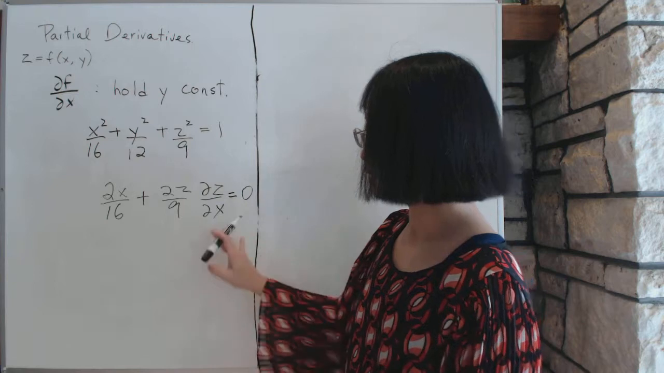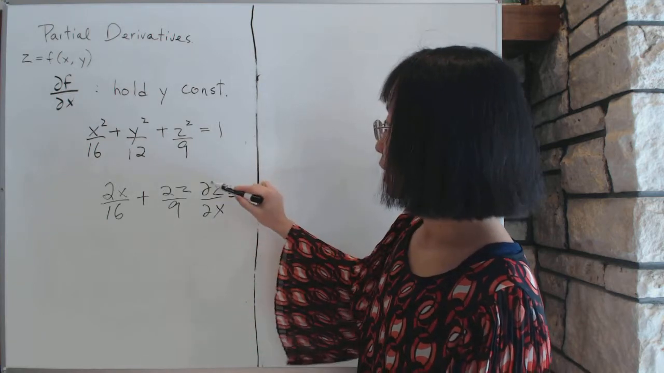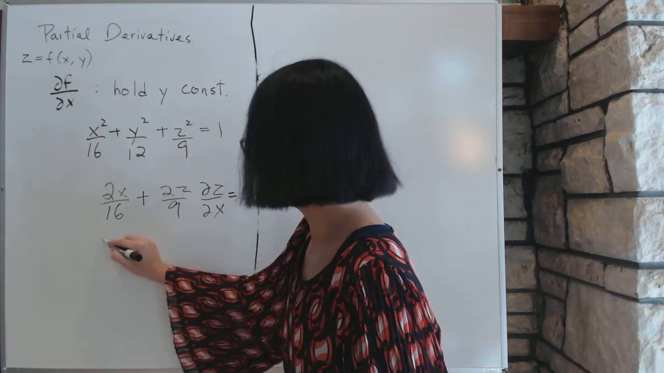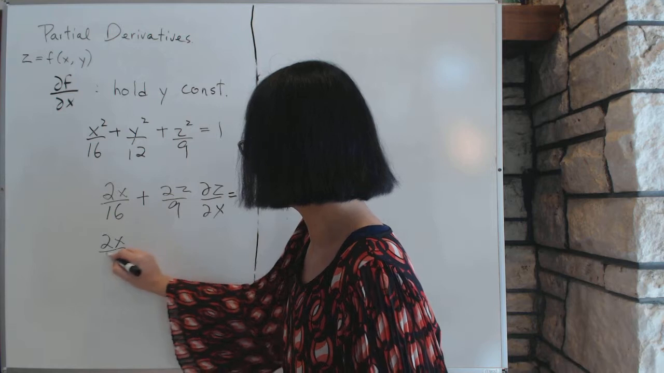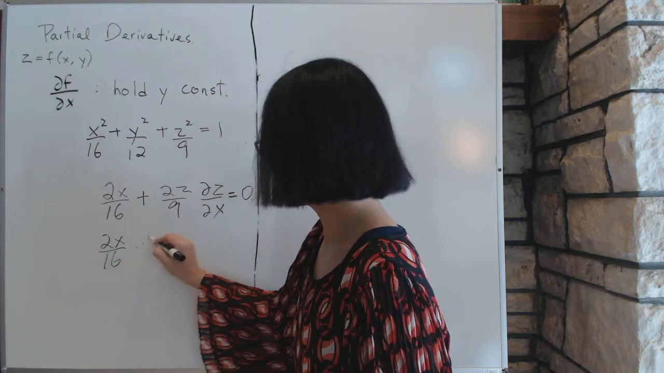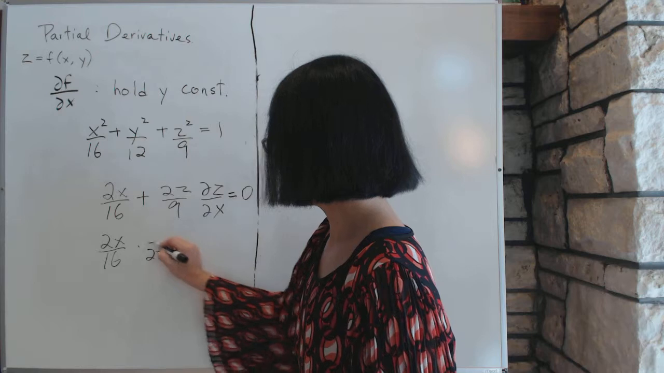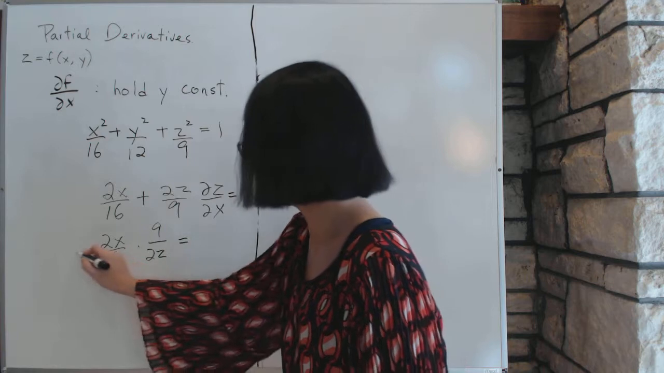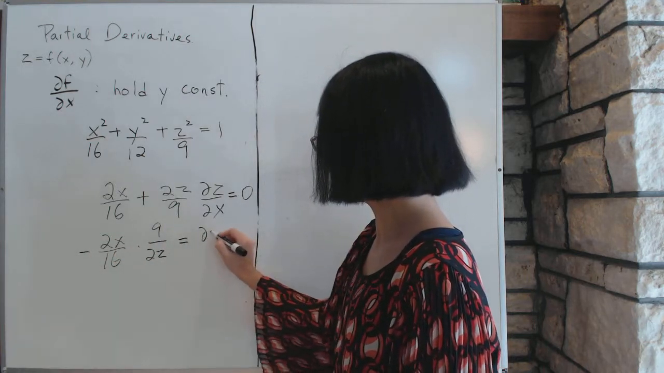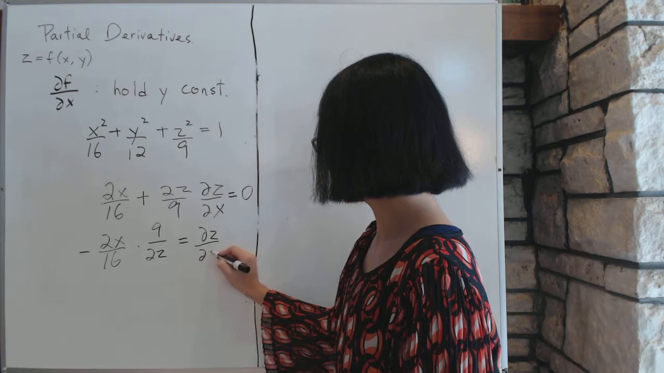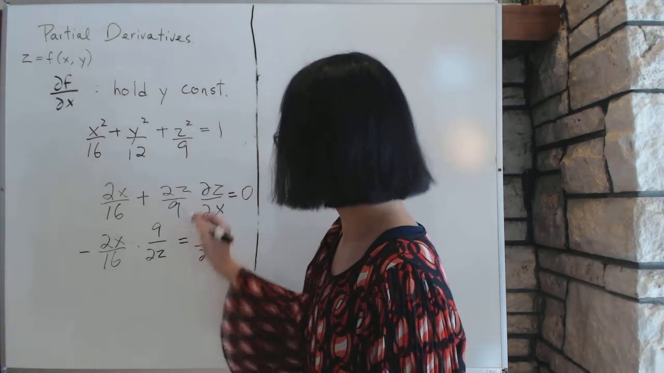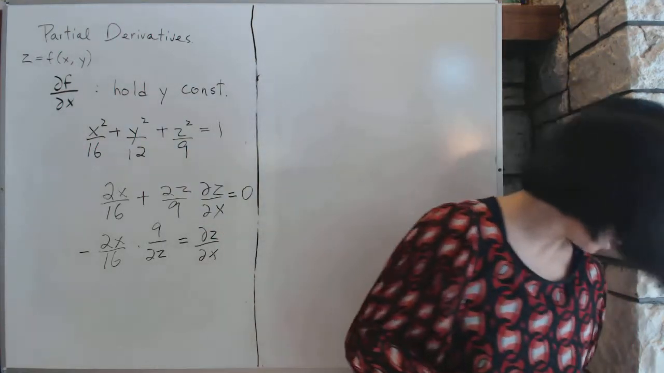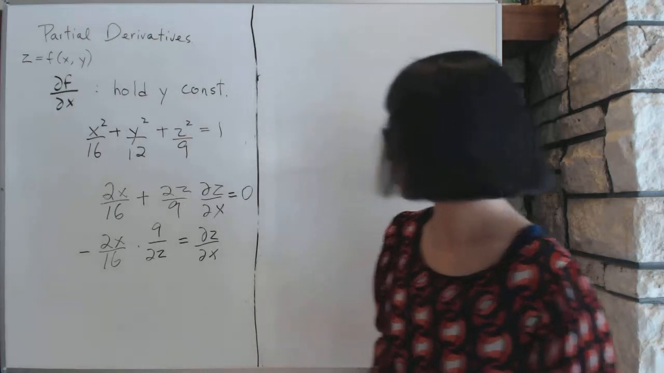So then you have something like this with partial z, partial x in there, and you just do some algebraic manipulation to come up with 2x over 16 divided by 2z over 9, or times the opposite, and this whole thing is negative, and that will be equal to partial z over partial x. Then you clean that up a little bit, and that should come up with something.